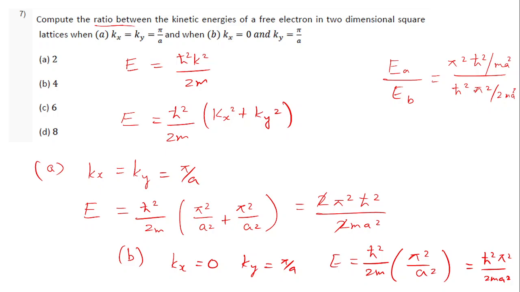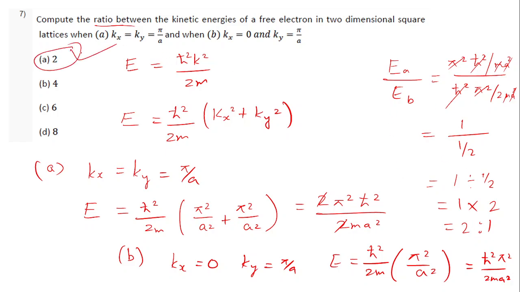So when we take this division, pi square cancels, h bar square cancels, m cancels, a square cancels, and we'll be left with the 2. And this is like 1 over 1 by 2, right? This is 1 by 2, and there is nothing here, so 1. This means 1 divided by 1 by 2, that means 1 multiplied by the reciprocal of this 2. That means the ratio is 2:1, or the ratio is 2. So A is the correct answer.